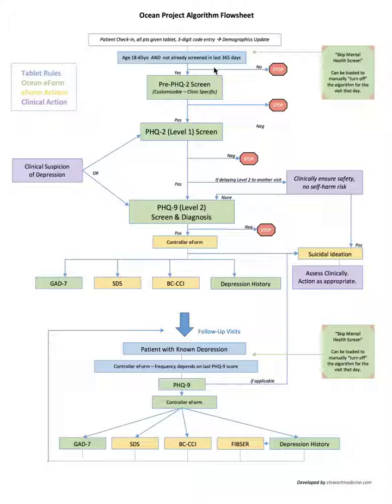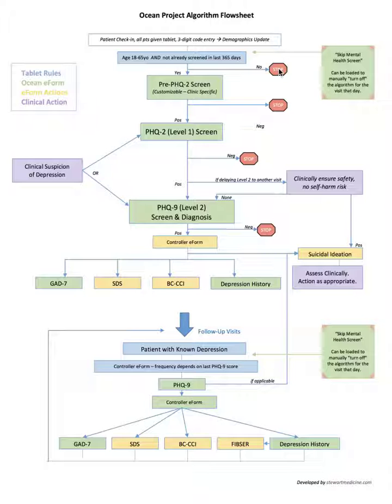So to take this from the top, the patient checks in, they're given the tablet, and they register and they're set up. If the patient fits the criteria in this rule, 18 to 65, and not screened with this algorithm in the last 365 days, then they will be prompted to do a pre-PHQ-2 screen. I'll explain that in a second. But if they don't meet the criteria, they're under 18 or over 65, the rule does not apply to them, so it will just say thank you, have a nice day.